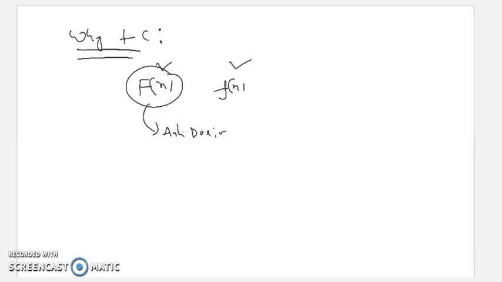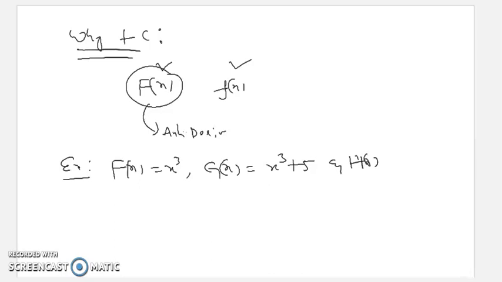Okay, for example, capital F of x is equal to x cube, capital G of x is equal to x cube plus 5, and h of x is equal to x cube minus 2. Observe these all antiderivatives F of x, G of x, h of x.